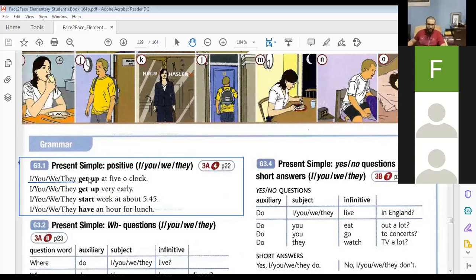This is the core of our topic today. So if you say I get up at 5 o'clock, you get up at 5 o'clock, we get up at 5 o'clock, they get up at 5 o'clock, no change to get up. It's the same. Okay? You get the idea.